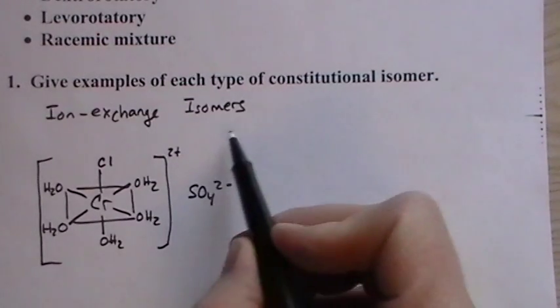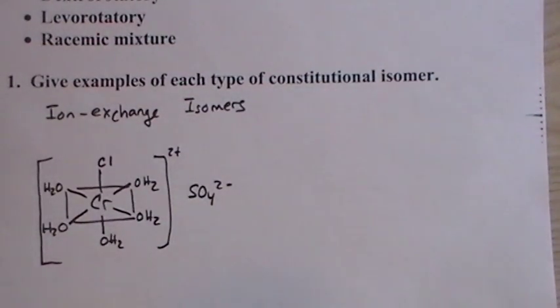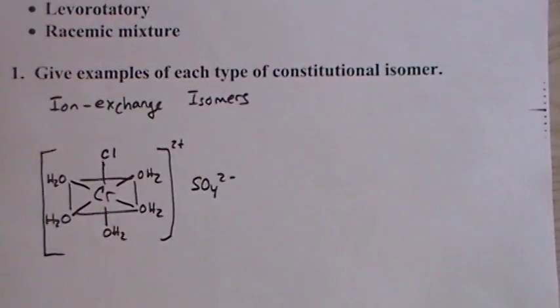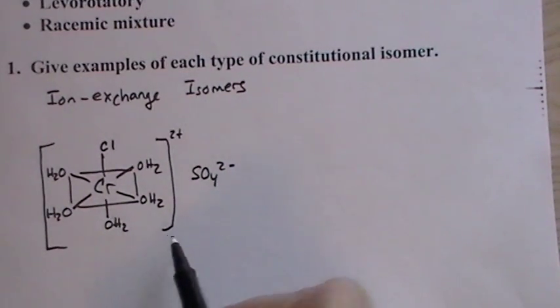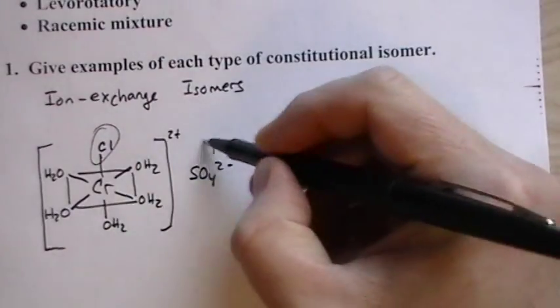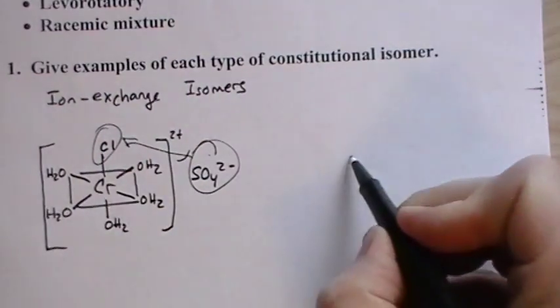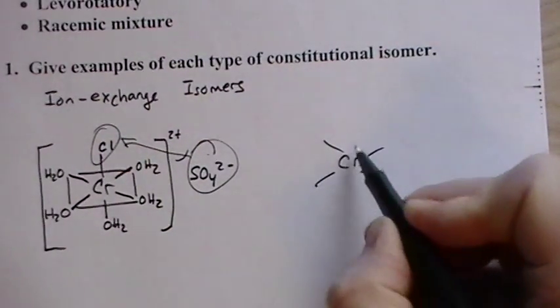An ion exchange isomer. So here, to be an isomer, you need to have the original, and then something has the same formula, same number of atoms, but just the bonding is somehow different. Something happens that's different to make the structure different. So here we have the complex, or the coordination compound. If we were to exchange these, then we end up with this structure.